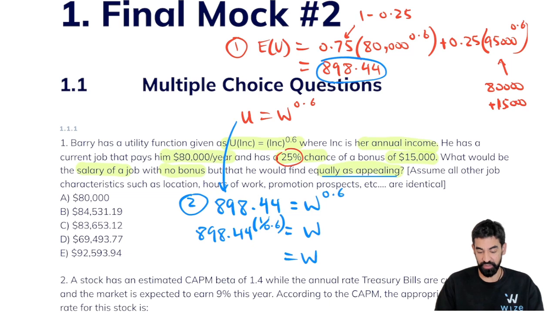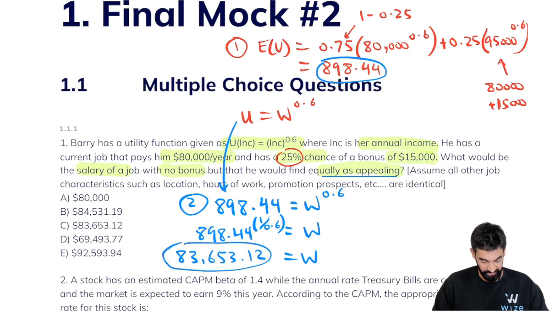So it's 898, or I'll just keep the answer in my calculator so that there's no rounding, to the power of, open brackets, 1 over 0.6, close brackets, and this would give me 83,653.12. And that's it, that's your answer. So that's C.